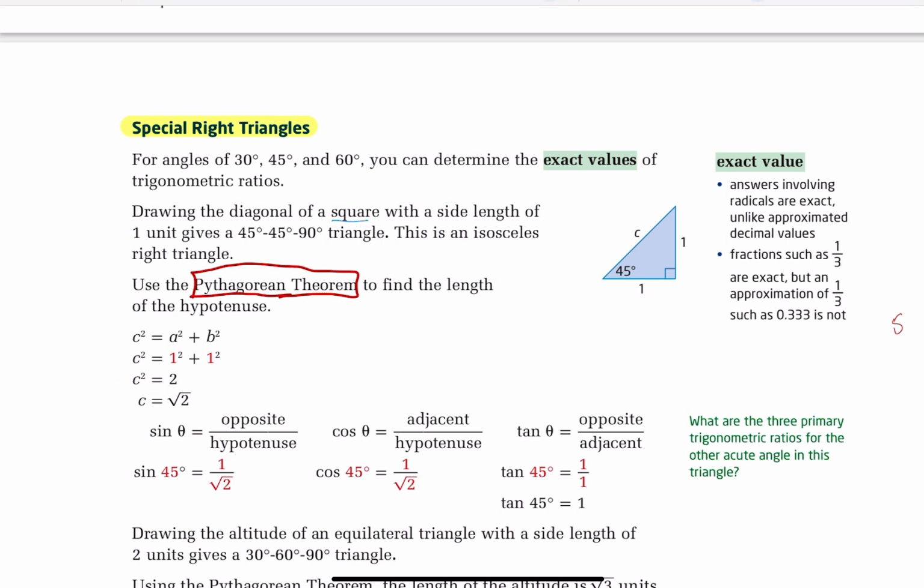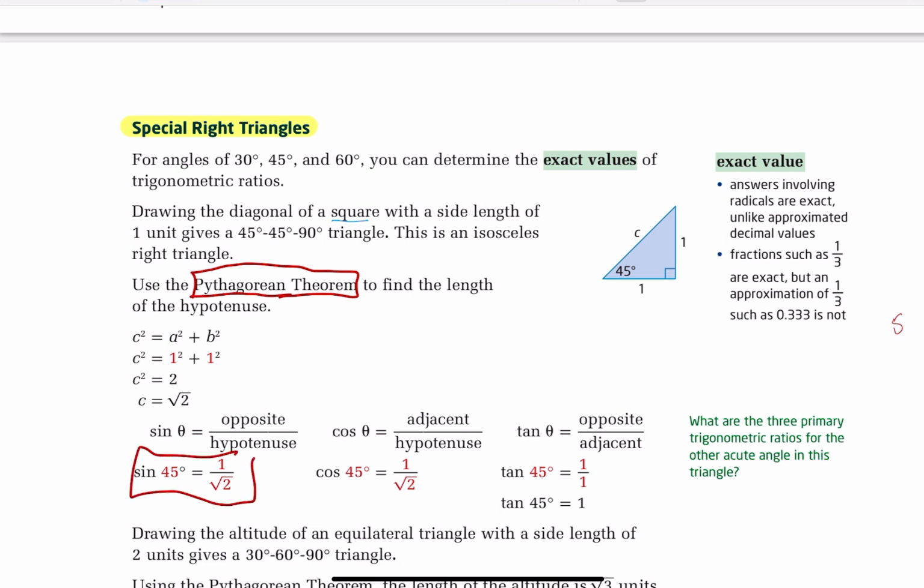So the angle here is 45. Why? Because, as we said before, our original shape is a square, which has a 90 degree angle at all 4 corners. So half of 90 degrees is 45. My 45 degree angle can actually give us some information.